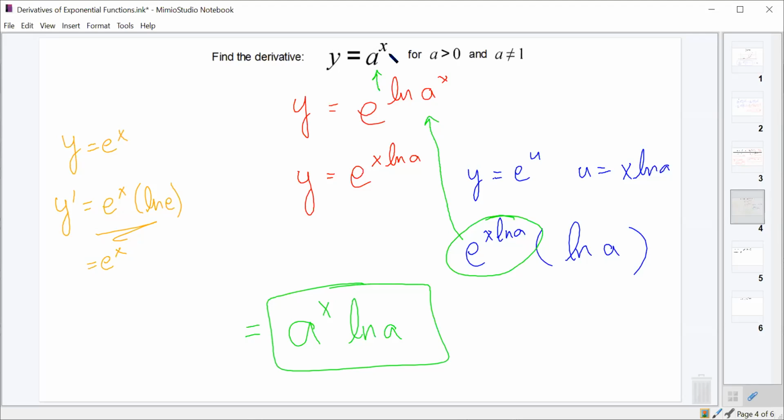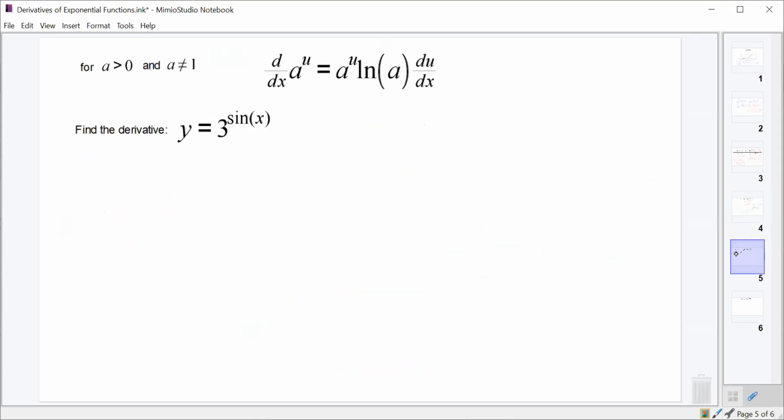So as long as a is any number greater than 0 except for 1, the derivative of a to the x is a to the x times the natural log of a. Good or no? Good. All right. Could we apply the chain rule with that? The answer should be yes, right? If we want the derivative of a to a function, a to the u, then it should be a to the u times the natural log of a times the derivative of that function.